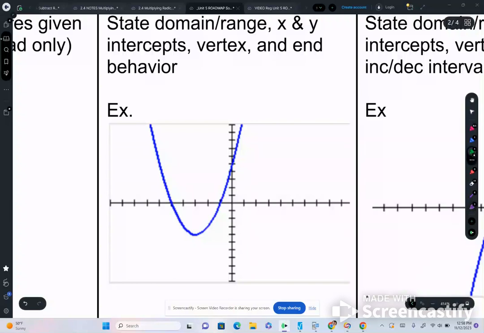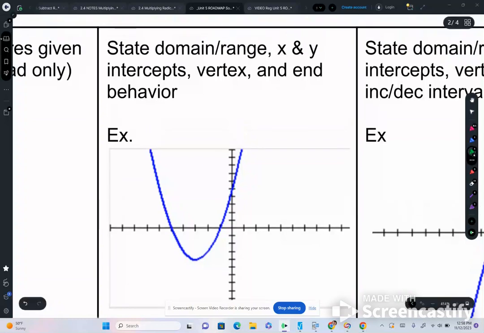As you look, notice we've got domain and range. Remember, domain are our x values. So I'll just write that above. Our x values that are used for this function. Our range would be our y values that are possible. Our x and y intercepts are where they cross the x-axis and the y-axis. So I'll just say cross.